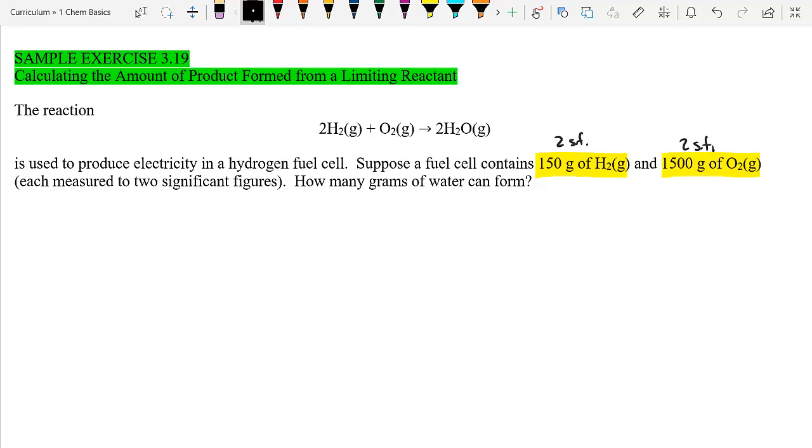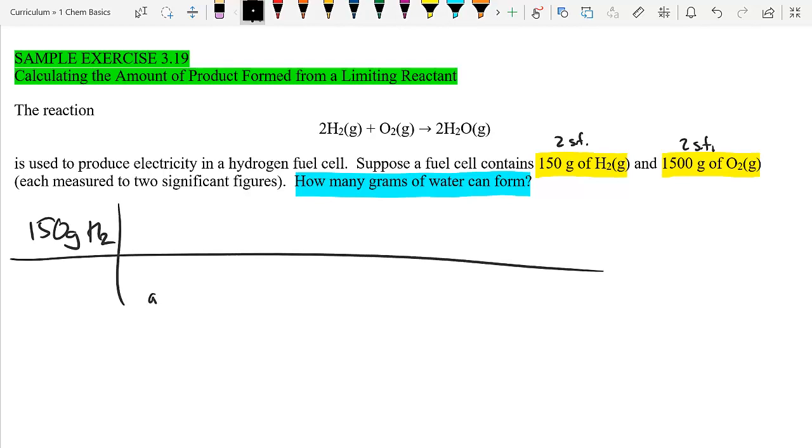So the question is, how many grams of water can form? We're going to grams of water. So we're going to separate this into our 2 problems again. This time, you've got a larger series of steps, so let's just do them on top of each other here. You've got your 150 grams of the hydrogen. And the first series has to get rid of grams of hydrogen to find moles of hydrogen with our molar mass. That's 2 grams per mole.